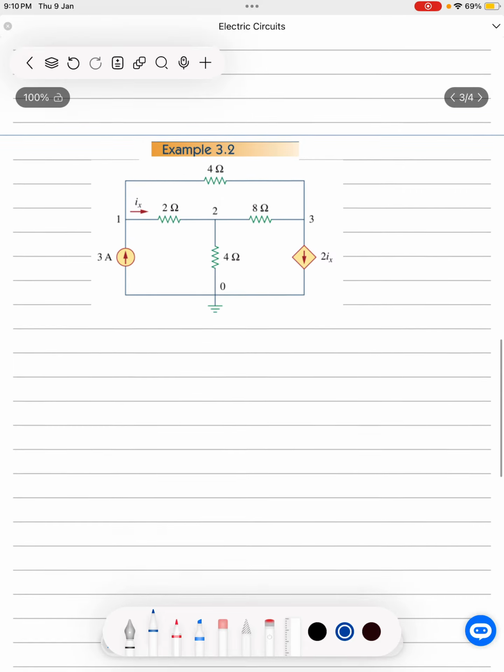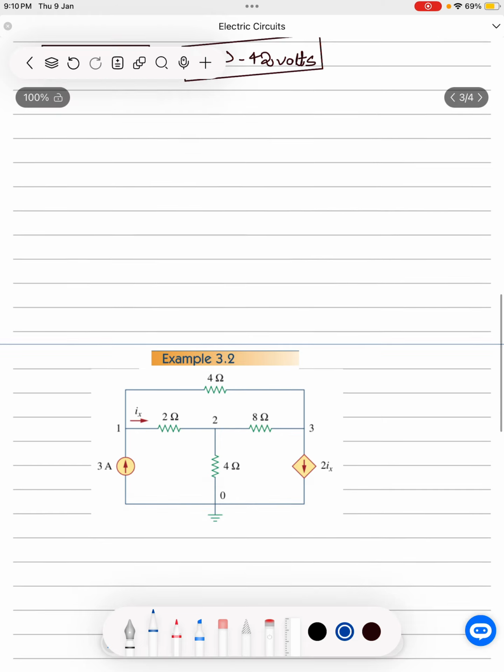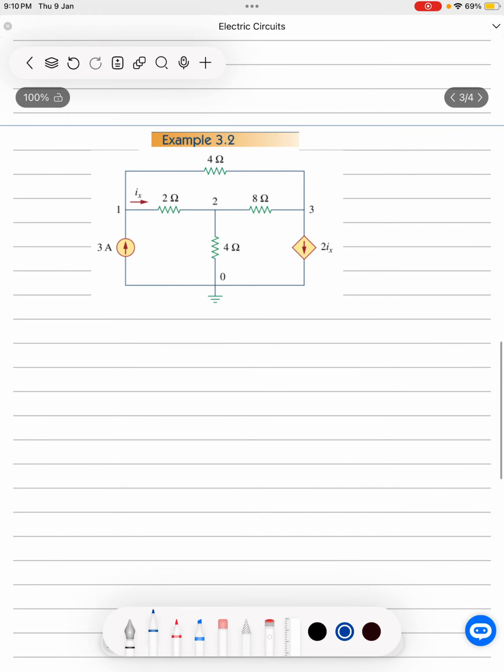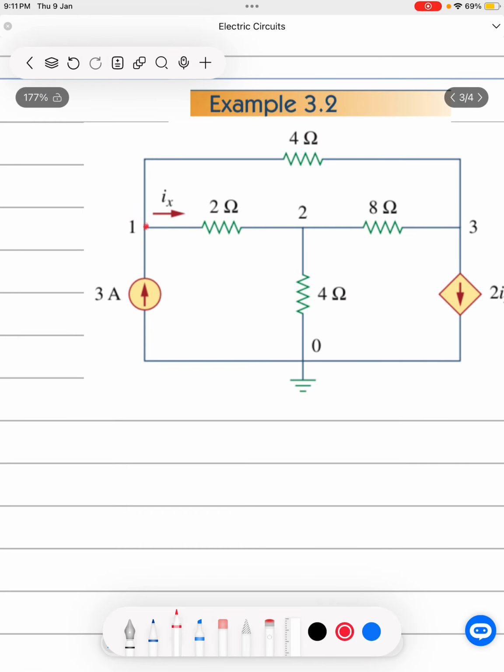Alright, so now we're going to be solving example 3.2 of the book Fundamentals of Electric Circuits by Charles Alexander. This is also a question of nodal analysis, and we have been asked to find the node voltages V1, V2 and V3. So this is node V1, this is node V2, this is node V3.